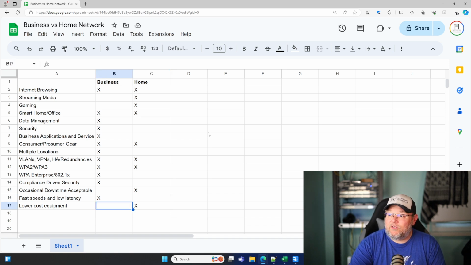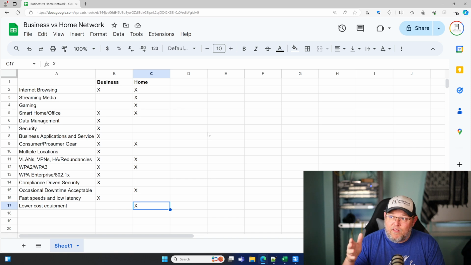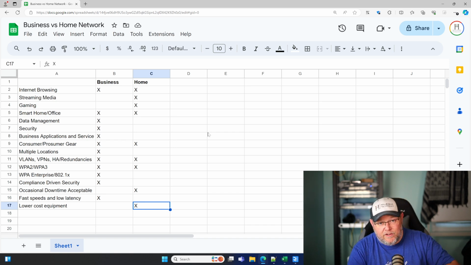And with home networks, I think the general rule of thumb here is that you're going to have lower cost equipment, because you can go to a Walmart, a Best Buy, a Target, a Fry's, wherever, and buy a $100, $150 router, take it home, get your home network up and running, and be fine. Now, you could do that with a business with a UDR, or you could even roll the dice and do it with that same equipment. But this is a general rule of thumb when we look at this.